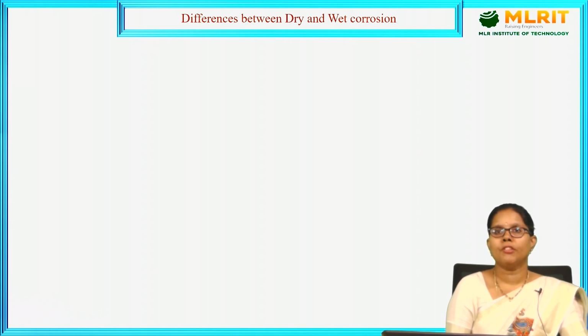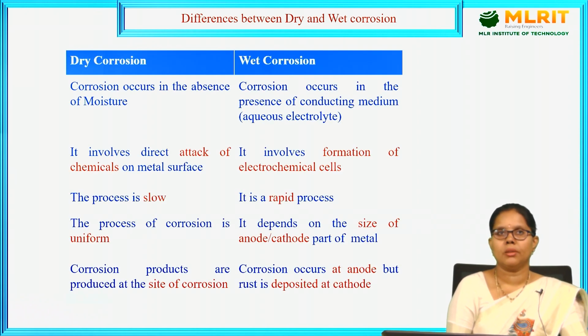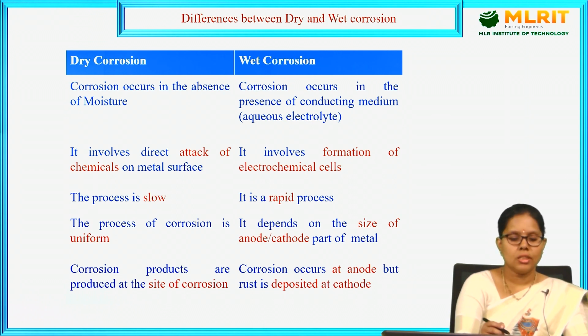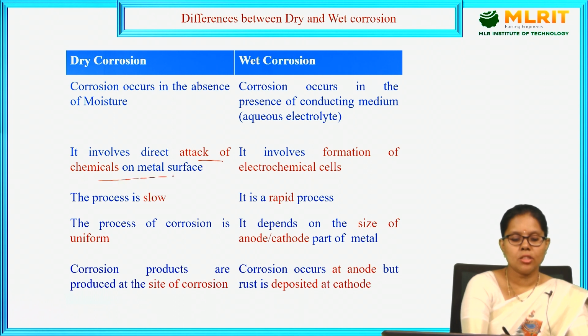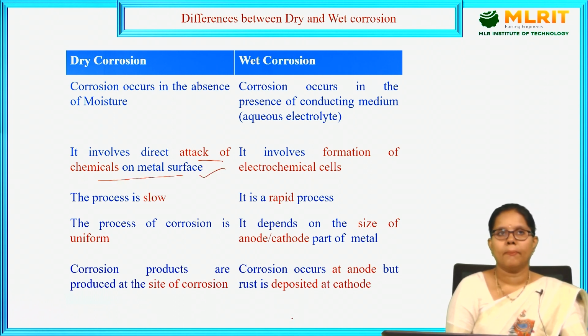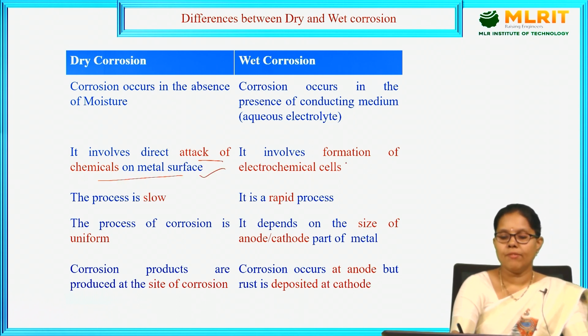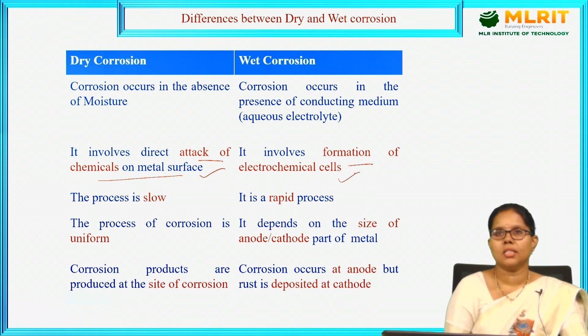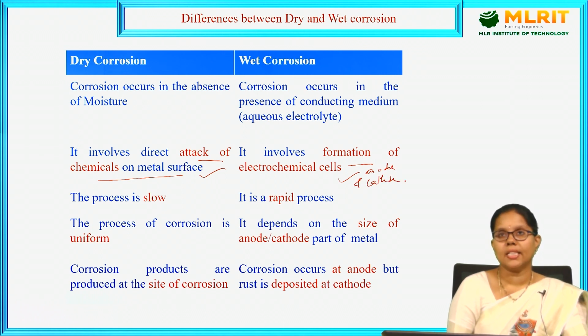Let us move to the differences between dry and wet corrosion. Dry corrosion occurs in the absence of moisture, but wet corrosion occurs in the presence of a conducting medium. Dry corrosion involves direct attack of chemicals on the metal surface, but wet corrosion involves the formation of electrochemical cells. Electrochemical cells are nothing but the development of anodic and cathodic regions.